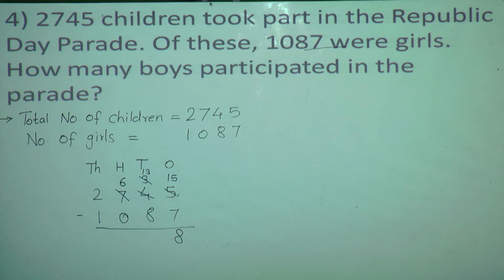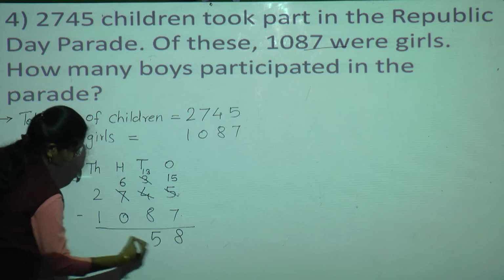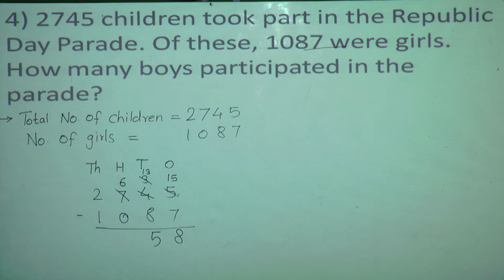Now do the subtraction. 13 minus 8. After 8, count your fingers till 13. 13 minus 8 is equal to what? 5. So write 5 at tens place.